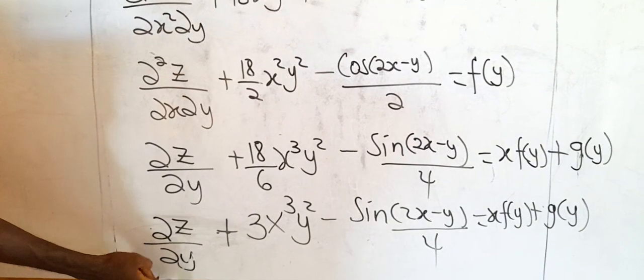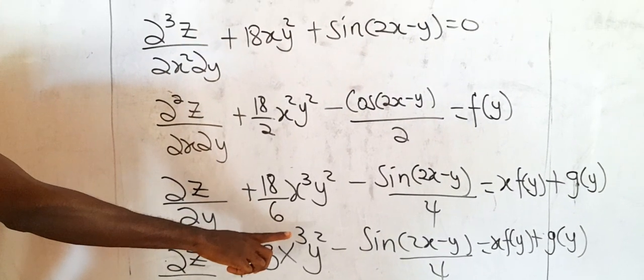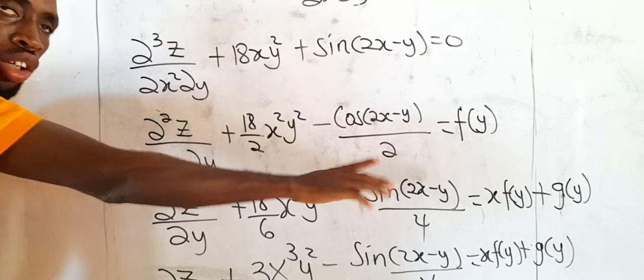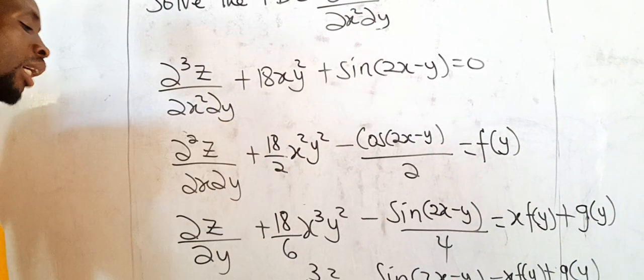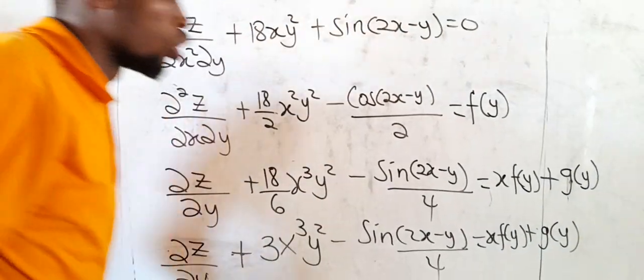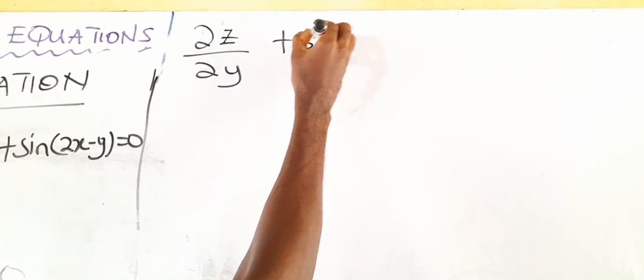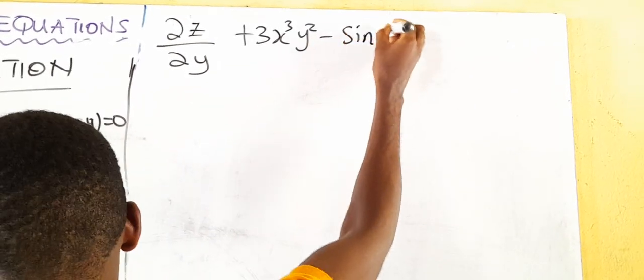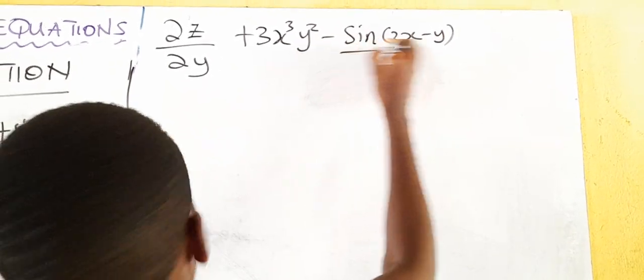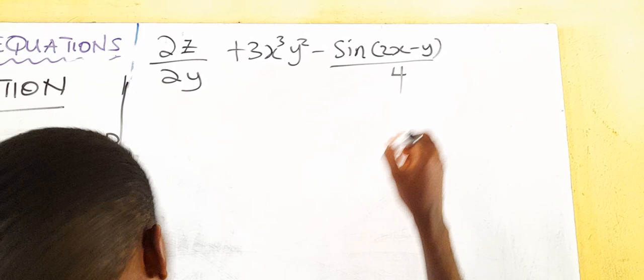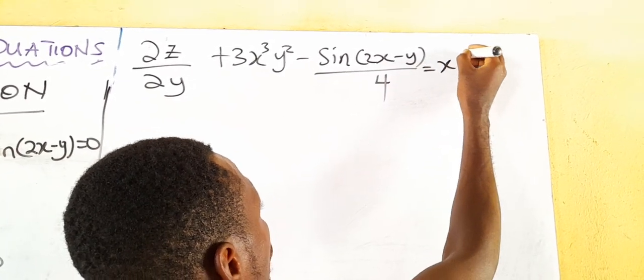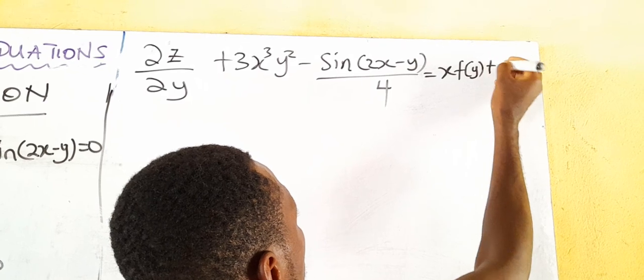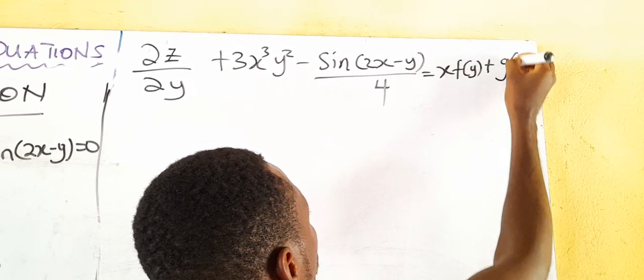Now we integrate with respect to y. x will be kept constant, and remember, our constant will be an arbitrary function of x, since it's being kept constant. So let me rewrite this here so that we'll get a concept. We have del z over del y plus 3x cubed y squared minus sine 2x minus y all over 4 is equal to x times an arbitrary function of y, plus another arbitrary function of y.